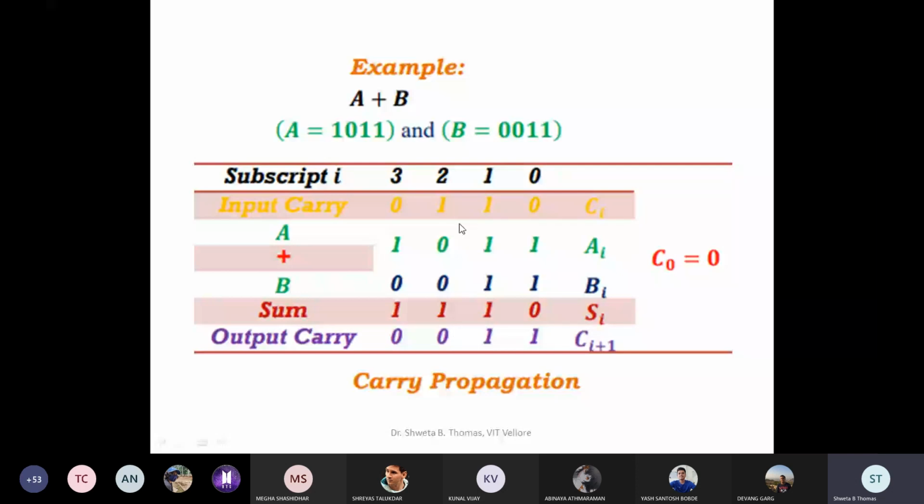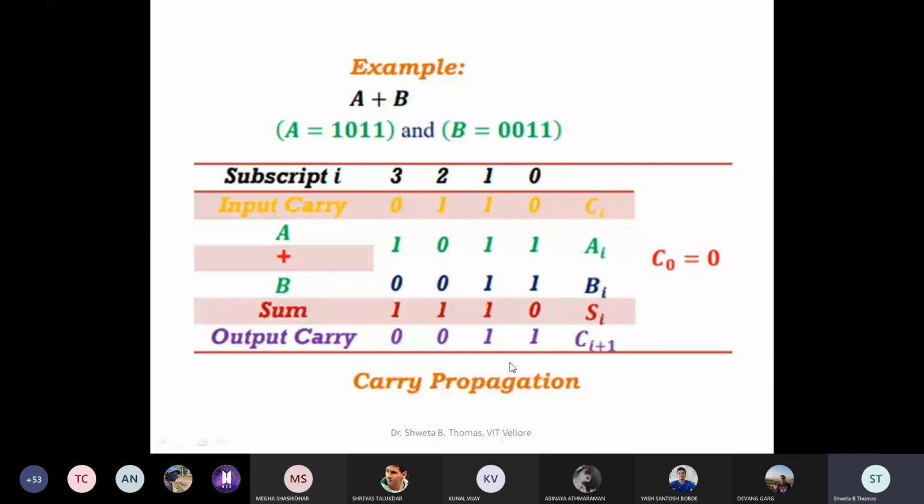Again, this 1 plus 0 is 1, and 1 plus 0 is 1. So 1 is sum and the carry is 0. This carry will move forward to the next stage. This 0 plus 1 is 1, 1 plus 0 is 1. Output 1, carry 0. So this way you can get the answer. Here the sum you are getting is 1110 and the carry you are getting is 0011.